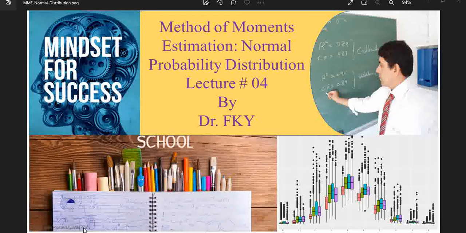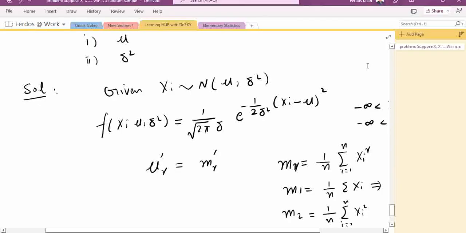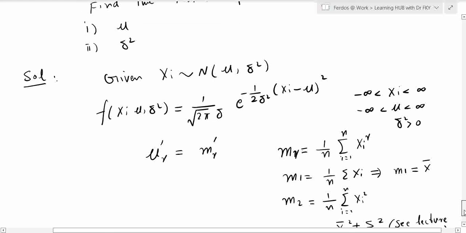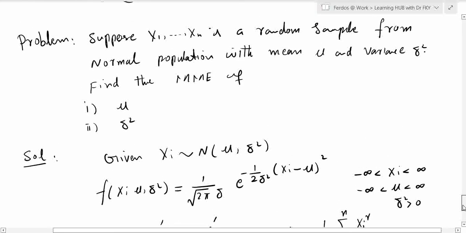So let's move to the formal lecture and try to find the estimates. Let's read the statement of the problem. Suppose x1, x2 up to xn is a random sample from a normal probability distribution or normal population with unknown mean mu and unknown variance sigma square. Find the MME of mu and sigma square.